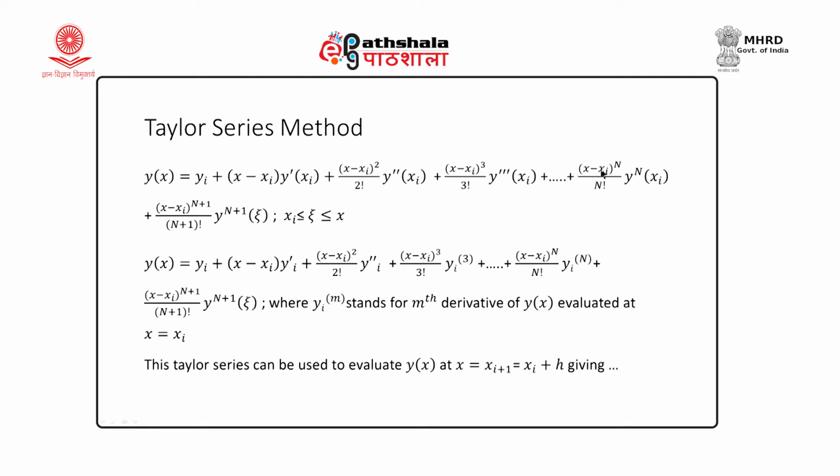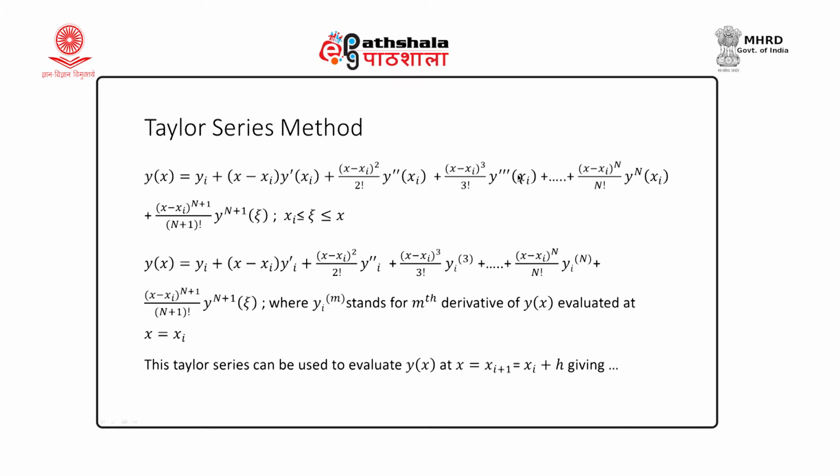up to, if we want to keep up to the nth power, x minus x i raised to n by n factorial, the nth derivative at the point x i, and plus what remains is the remainder term. That remainder term is x minus x i raised to n plus 1 by n plus 1 factorial, the n plus 1th derivative at some unknown point which we call xi. We do not know what the point value is, but we know for certain that this xi will be in the range between x i and x. In this formula, y dash at the point x i we denote by y i dash, y double dash at the point x i for convenience we denote by y i double dash, and so on.